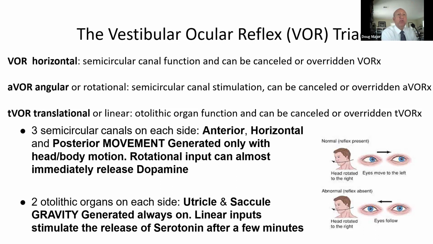The neat thing, that also can be canceled or overridden with that TVORX. So here's our nomenclature to understand the horizontal, angular, and translational. And just remember that's generated by head-body movement. It has to be moving for the semicircular canals to generate information.